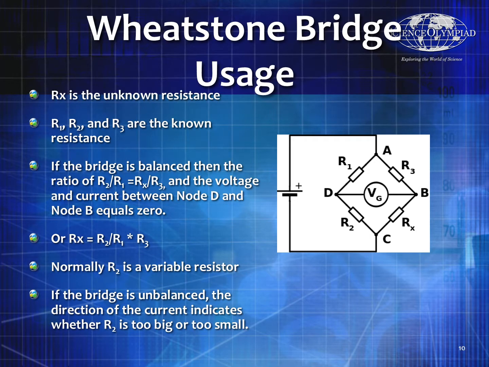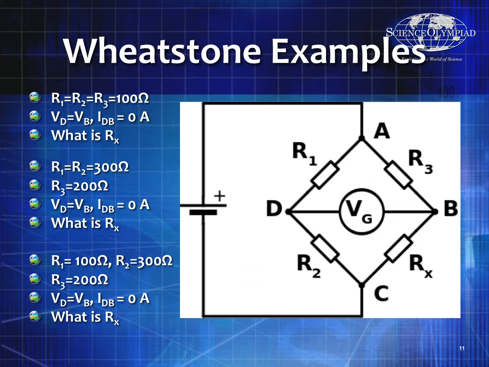So remember, if the bridge is balanced, R2 over R1 equals Rx over R3, or you can do R2 R3 divided by R1. Well, R2 is equal to 300, R3 is 200, so that comes out to 60,000 divided by 300, which is equal to 200 ohms. Okay. You could also notice that the ratio between R1 and R2 was 1, so therefore the ratio between R3 and Rx would be 1 as well.